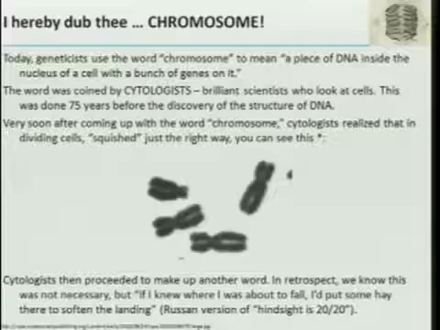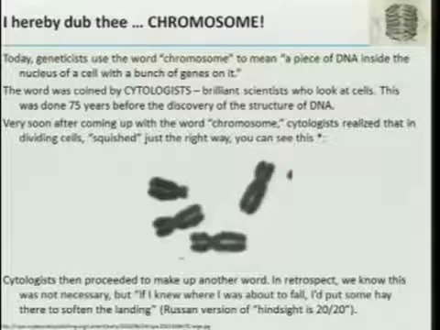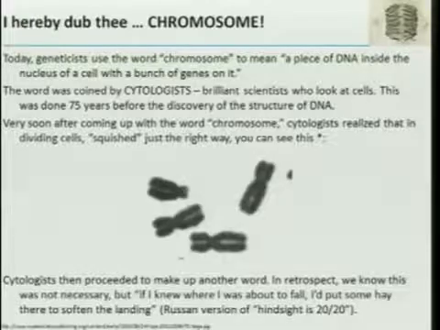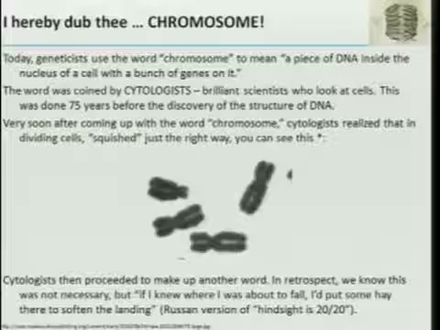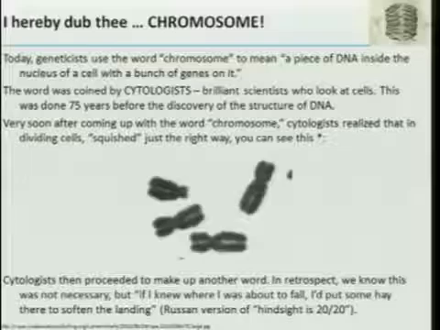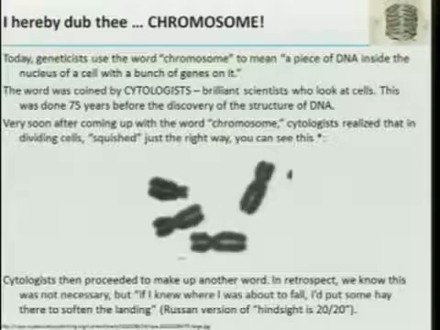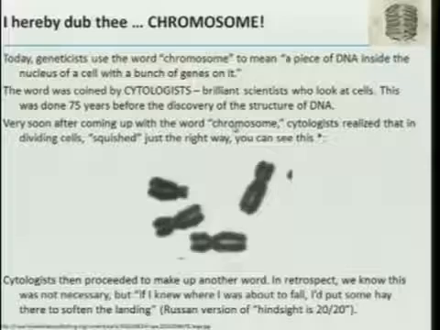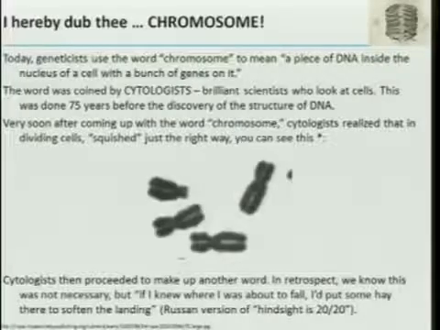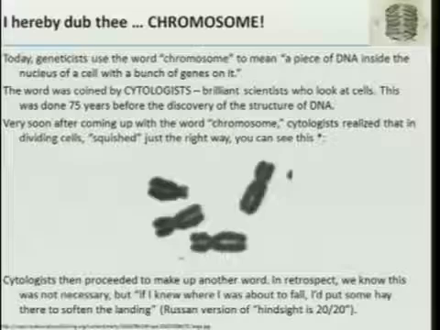He did not coin the word chromosome. It appeared very shortly after his paper came out. But bottom line is, the world owes the word chromosome to Flemming's brilliant work. Today, geneticists use the word chromosome to mean a piece of DNA inside the nucleus of a cell with a bunch of genes on it. The word was coined by cytologists, who are brilliant scientists who look at cells, but the point is this was done 75 years before discovering the structure of DNA, and at least 30 years before discovering that inside chromosomes is DNA, which is the genetic material.